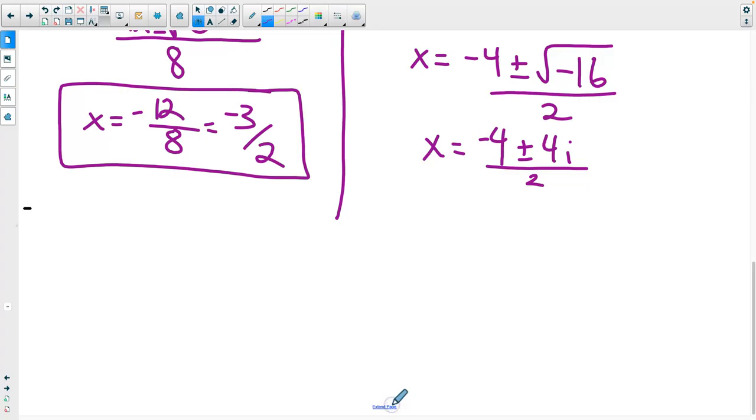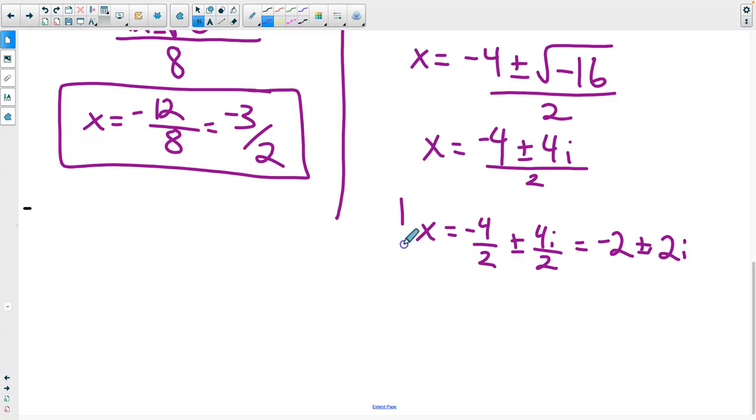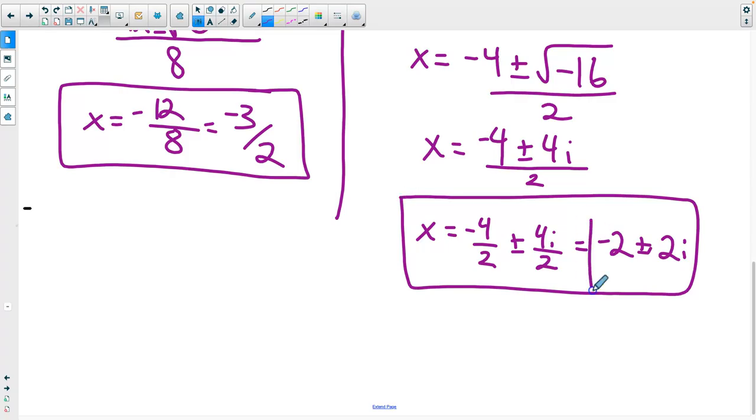Now, we can simplify this. And so if it helps you to think about it as you're dividing both terms, as writing it like this, go ahead and do that. If you want to skip this part and just go to the end, you can do that too. So negative 4 divided by 2 is negative 2. Then I have plus or minus 4i divided by 2 is going to be 2i. So that is going to be my solution, mainly right there. Okay? What questions do we have? It looked pretty good as I was walking around.